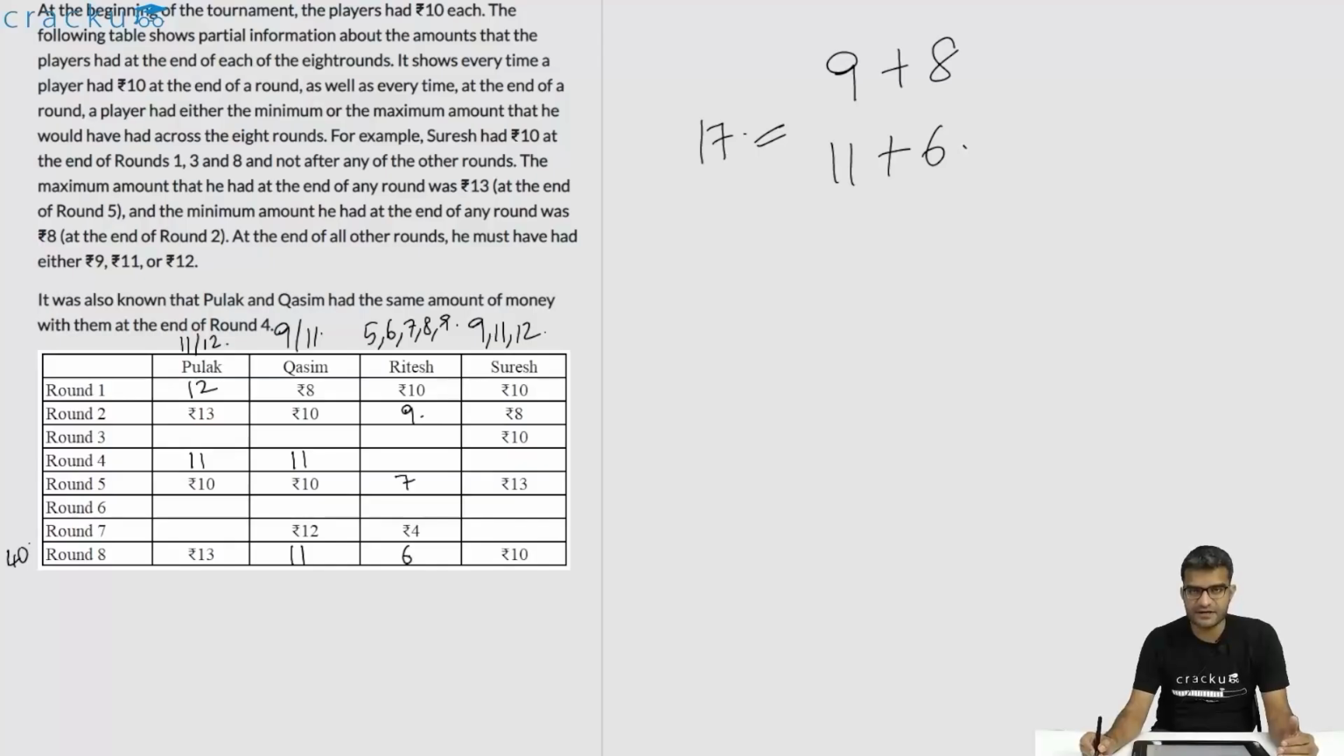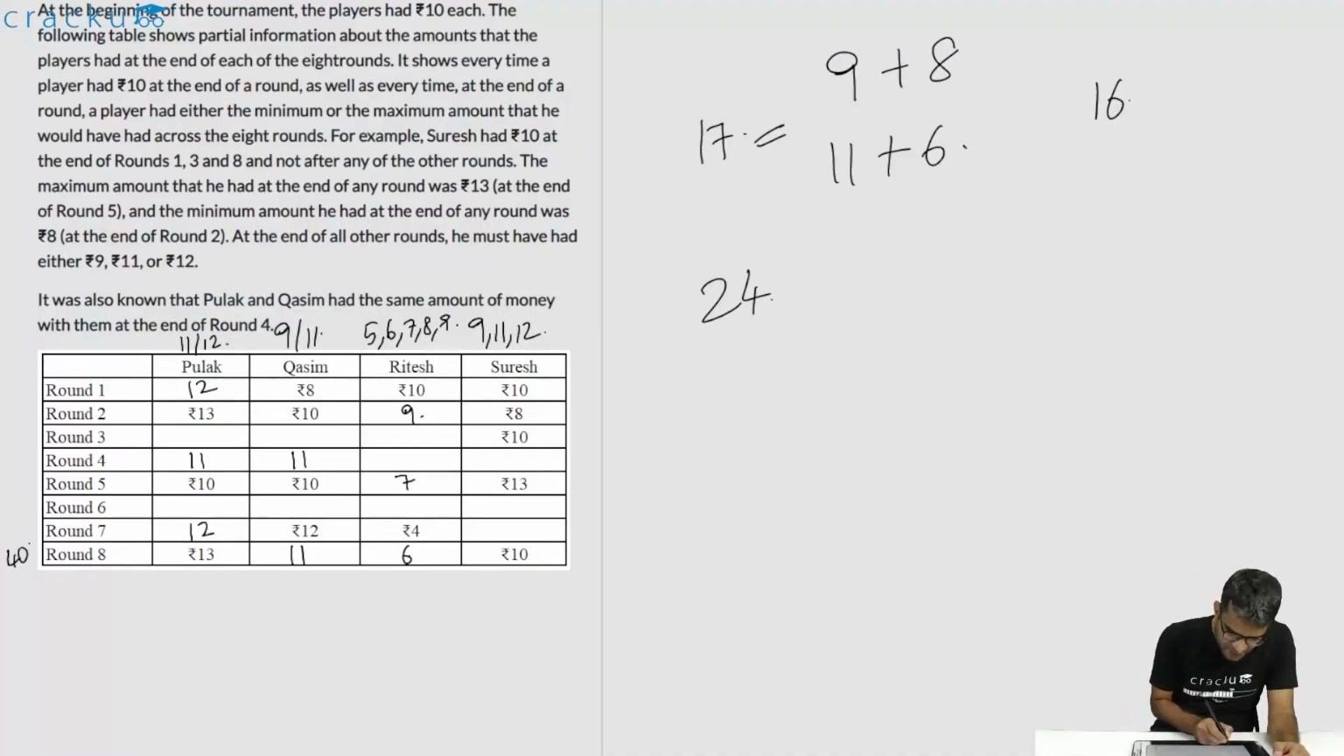Similarly, if you are looking at the money at the end of round 7, the two numbers that are given to us are 12 and 4, so they total up to 16, and the remaining two have to total up to 24. Now you know that Pulak can be either 11 or 12, 12 being the highest, and Suresh is either 9, 11 or 12, again 12 being the highest. So this 24 can be only made up as 12 plus 12. This is 12 and this is 12.